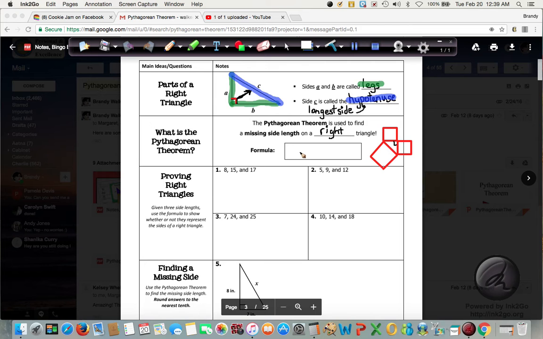Luckily, though, on your formula sheet that you get for all tests and quizzes when it comes to geometry and measurement, including the SOL, you will have this formula on the sheet. So if you forget it or you don't have it memorized, do not stress. The formula is a squared, that's a with the exponent of 2, plus b squared equals c squared.